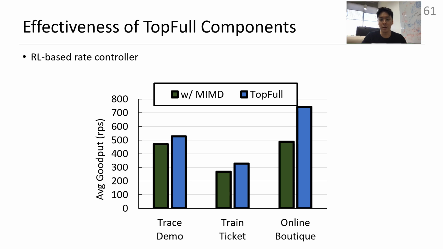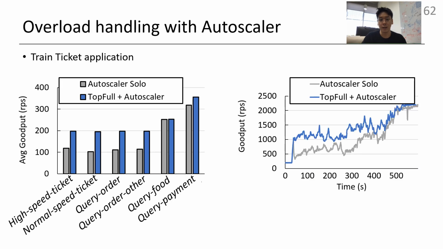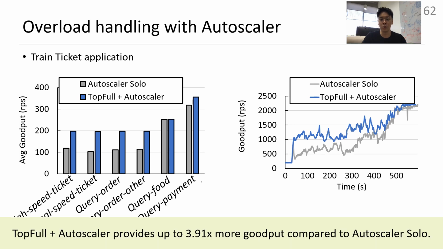Here, we compare RL and MIMD heuristics. RL is better at converging to optimal rates faster than MIMD. Results show up to 34.4% throughput decrease without RL. Lastly, we tested TopFull with the Kubernetes Autoscaler. These results show performance gain from the Autoscaler with TopFull compared to the Autoscaler solo. Under the overload, the Autoscaler solo suffers transient performance degradation due to delays in resource provisioning. On the other hand, TopFull compensates for the transient overload and provides up to 3.91 times more average throughput.